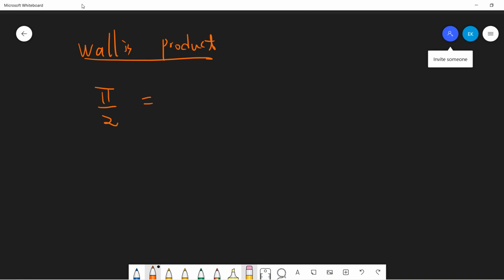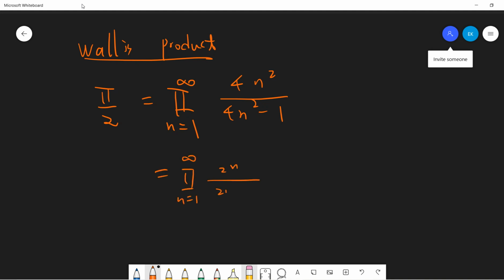So pi over 2 can be described as the product from n equals 1 to infinity of n squared over n squared minus 1. Another expression is that you write it as 2n over 2n minus 1 times 2n over 2n plus 1.